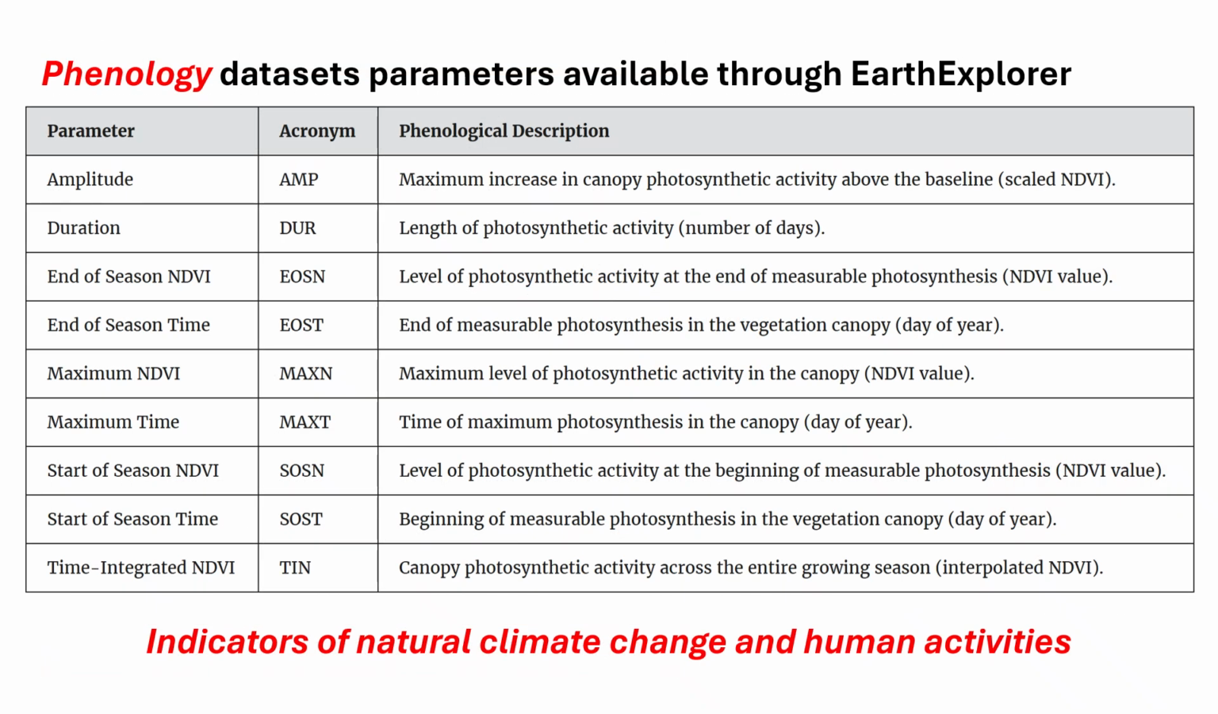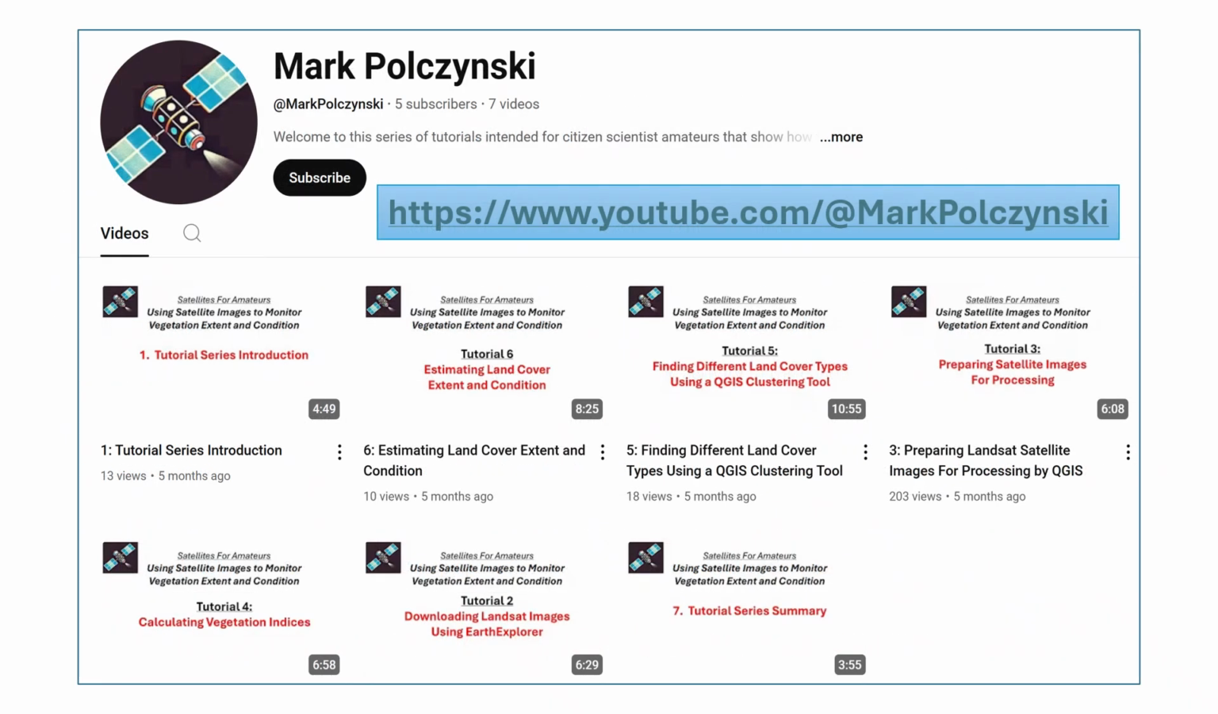As for the phenology datasets available through Earth Explorer, here are the types of phenology-related measures that you can access. As you can see, these data can be helpful indicators of natural climate change and human activities. And if this area of citizen science really intrigues you, you might want to check out my Satellites for Amateurs tutorials on how to do the type of quantitative analysis that we saw here.